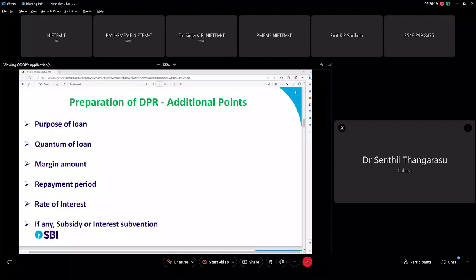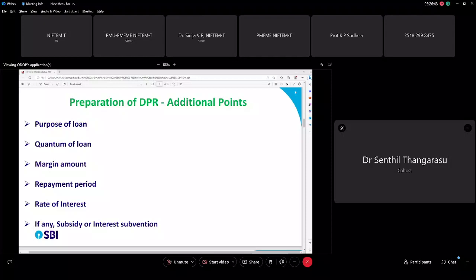I am advising the beginners, you don't seek that rate of interest. It is scheme specific. You don't worry about the rate of interest. It's always the scheme. What is the scheme and which scheme you are applying? Based on that, the rate of interest will be applicable as per the RBI norms. Then you have to look into any subsidy or any interest subvention.